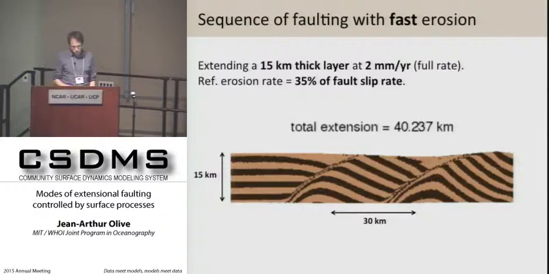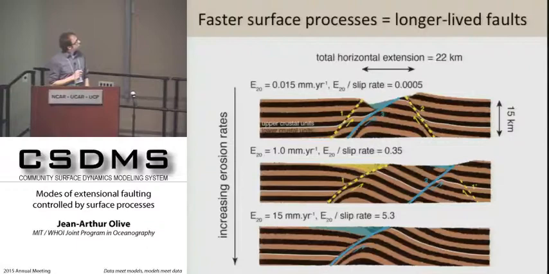So just to summarize this, and of course we ran a lot more of these simulations, this is a diagram showing a few snapshots after 22 kilometers of total extension. The reference erosion rate increases towards the bottom here. So this is the first video I showed you, and you can see that in this run it took 3 faults to accommodate about 20 kilometers of offset. Whereas if we increase the erosion rate significantly, then it only took 2 faults. And if we made the erosion rate so fast that it would actually level any topographic growth, we were able to keep this initial fault active essentially forever.